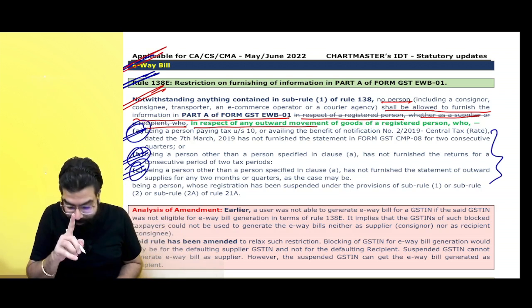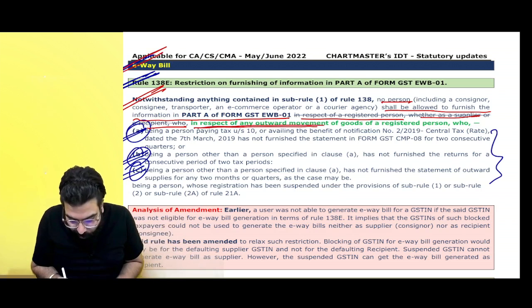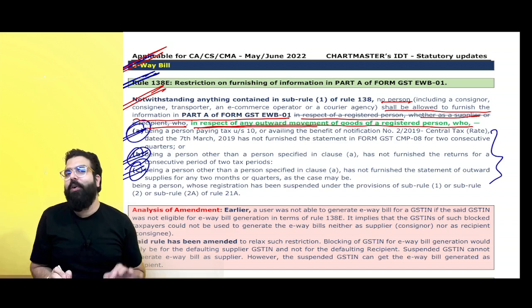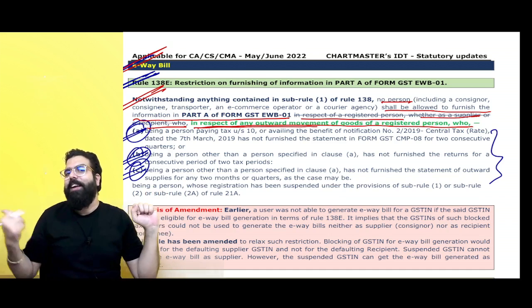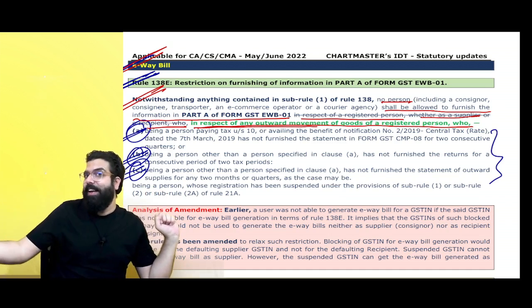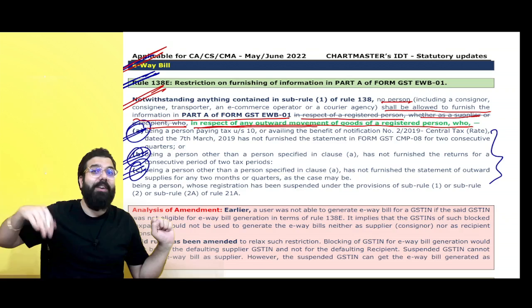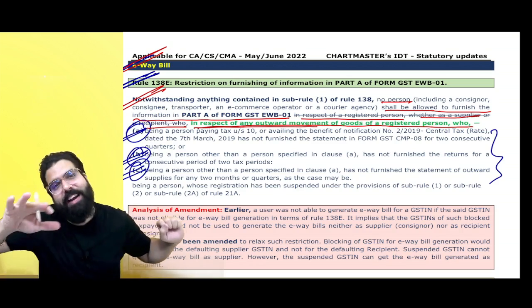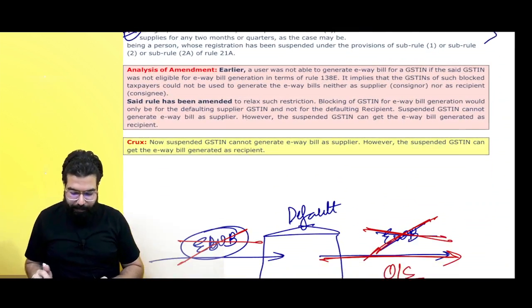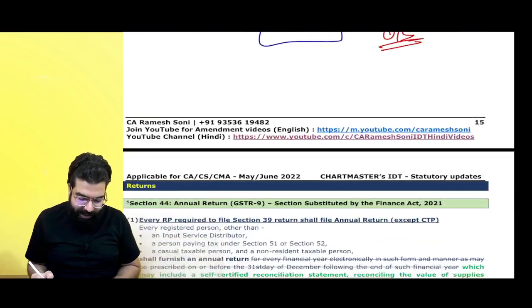That's all. See here everyone, in respect of outward movement only, the e-way bill portal shall be blocked. Inward, sir, when I am buying, e-way bill can be generated. Yes, either by your supplier or you also can generate for your purchase. As a recipient, you can generate the e-way bill. Done, sir. That's all the change.